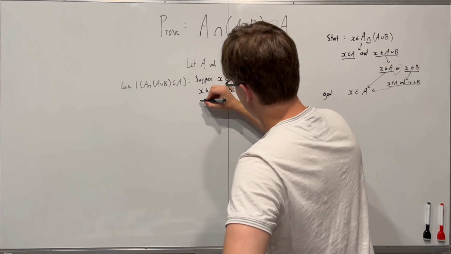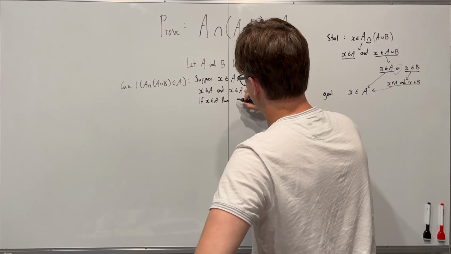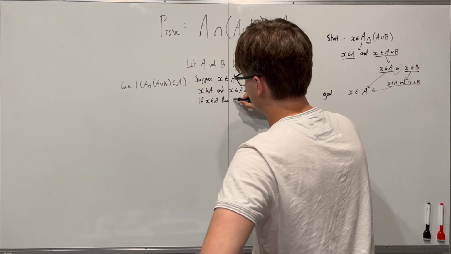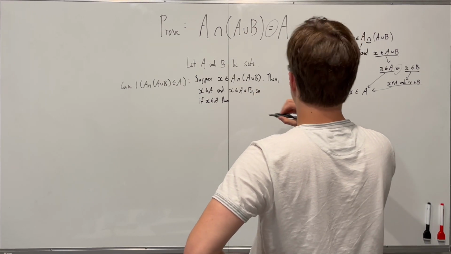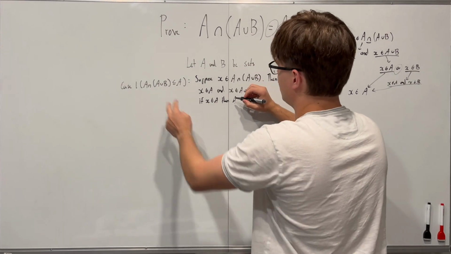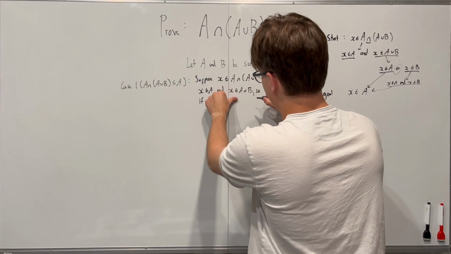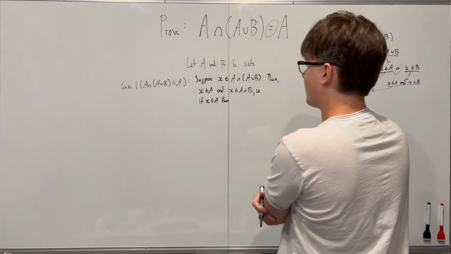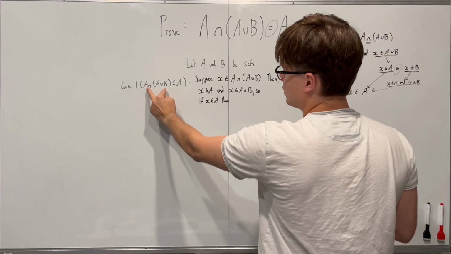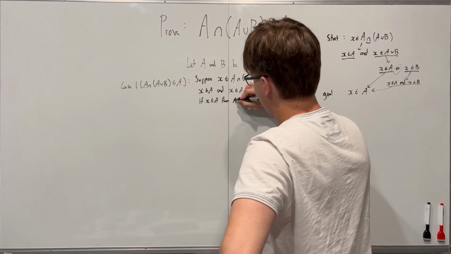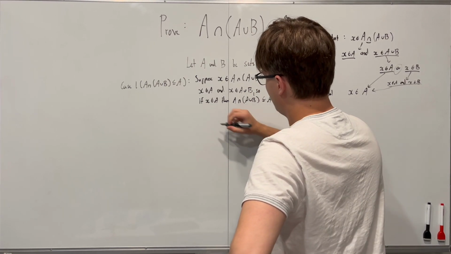We will say that if X is in A, then obviously, right? I think we just immediately jump to here. If X is an A, I don't think I have to say X is an A and X is an A. If I just say if X is an A, then we can immediately jump to saying that of course A intersect with A union B is a subset of A.